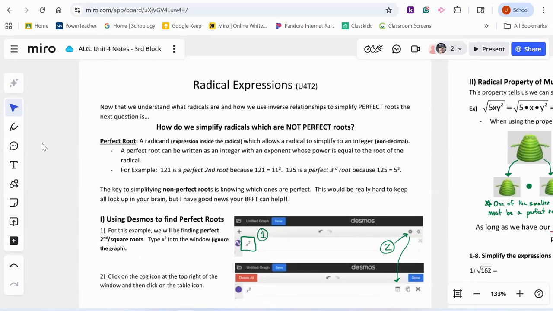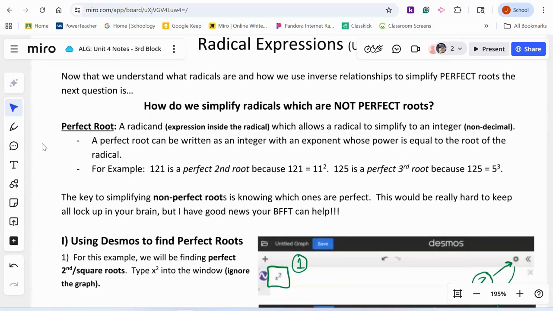Perfect root. A perfect root is a radicand, right? The thing under the radical, which allows the radical to simplify to an integer, simplify completely, right? A perfect root can be written as an integer with an exponent whose power is equal to the root of the radical. To make that simpler, 121 is a perfect second root because 121 can be written as 11 squared. 125 is a perfect third root because it can be written as 5 to the third. In other words, we can write the number that we have as a non-decimal to the power of the root.